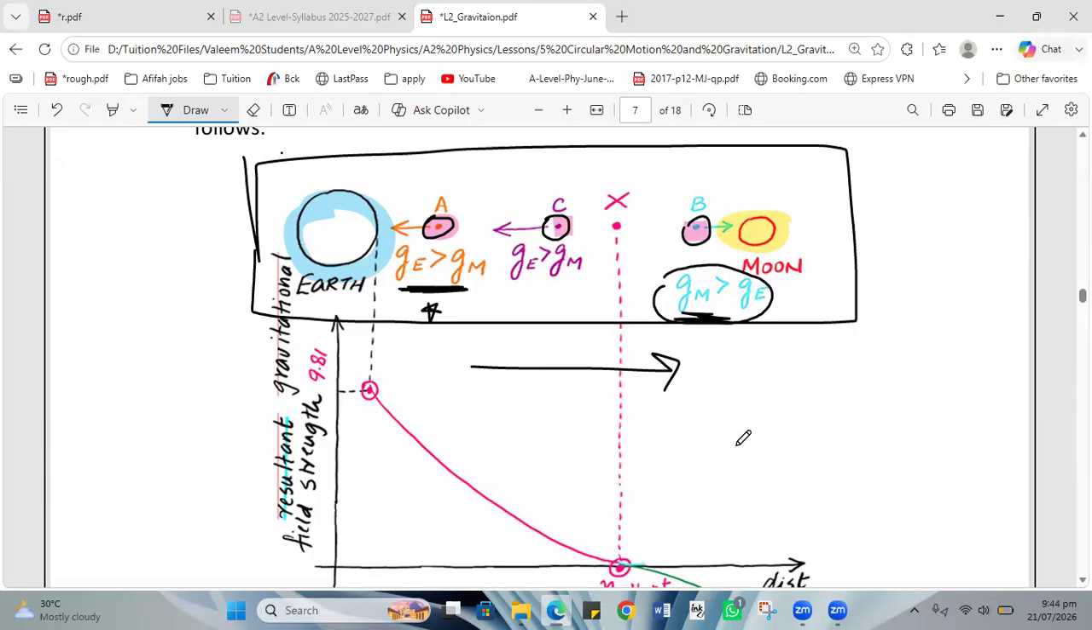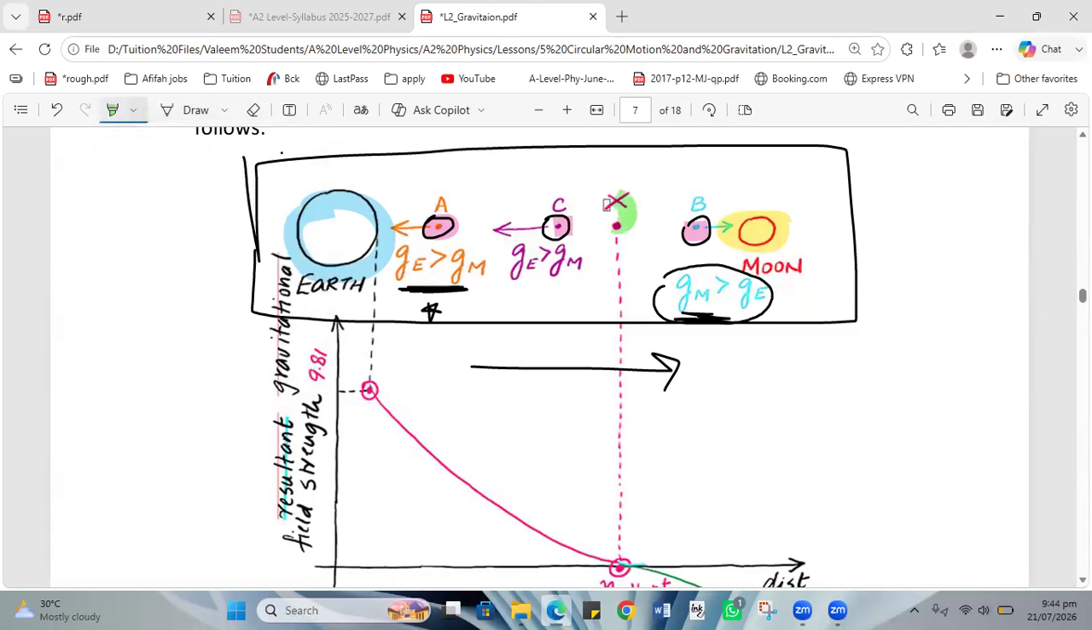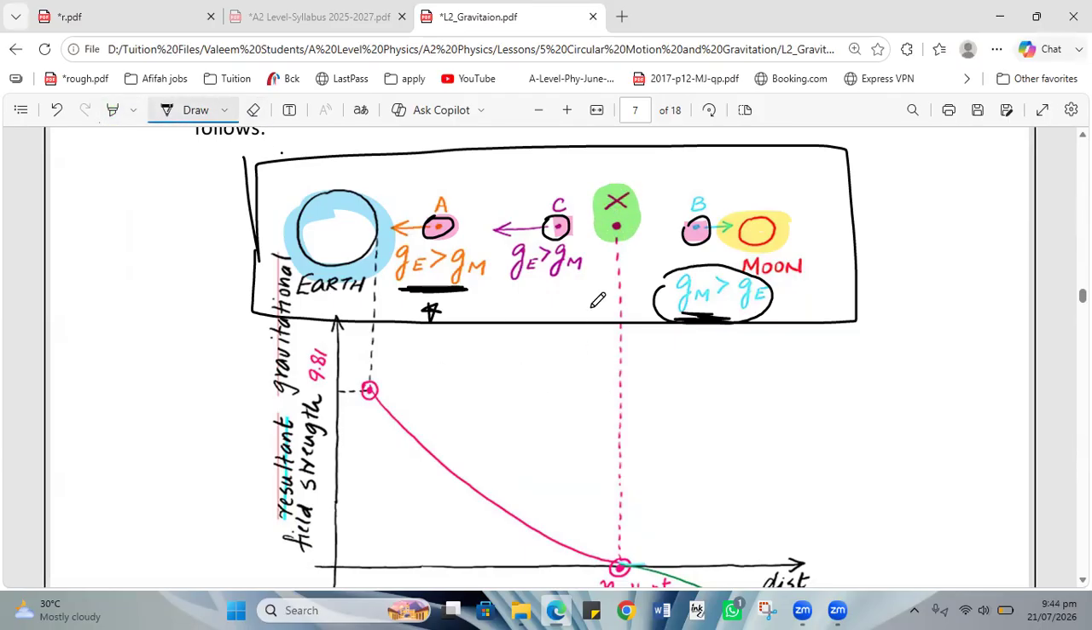Got it? Now, at some point, the gravitational field strength of both the bodies will be the same. Let's call that point X. Does it make sense? At some point, the gravitational field of Earth and Moon will momentarily be equal because you're moving away from Earth. So the Earth's field is reducing and the Moon's field is increasing. So at some point, somewhere between them, you will have an instant where their fields are equal.